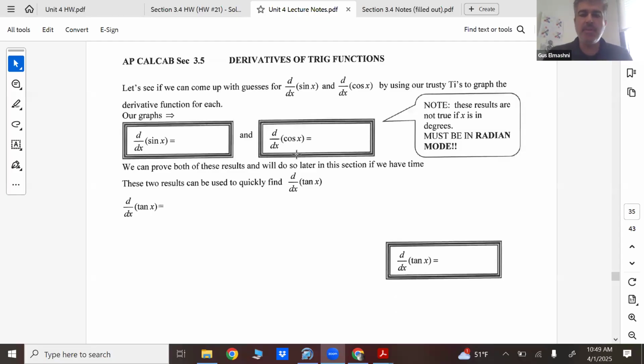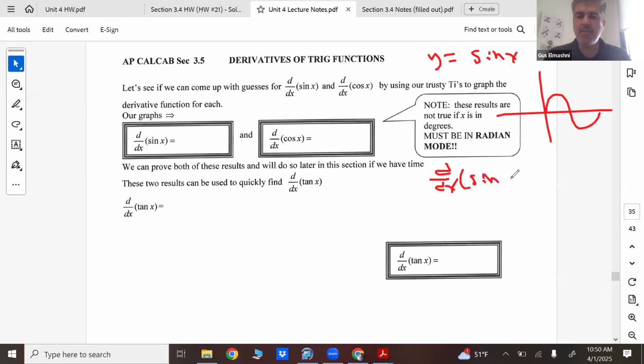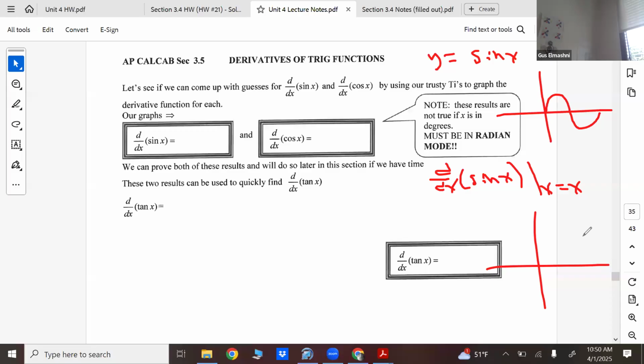So if we consider the graphs of sine and cosine, what does y equals sine x look like? We know this, right? It looks like this. But if I did d dx of sine x, if I put this in the graphing calculator, or actually I won't do the graphing calculator because I know how it looks. But you can. I trust you guys can.